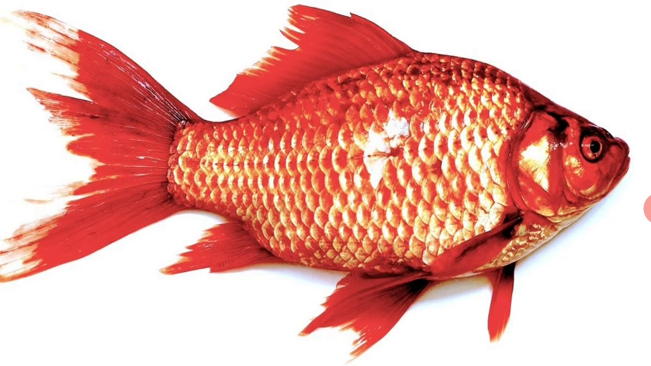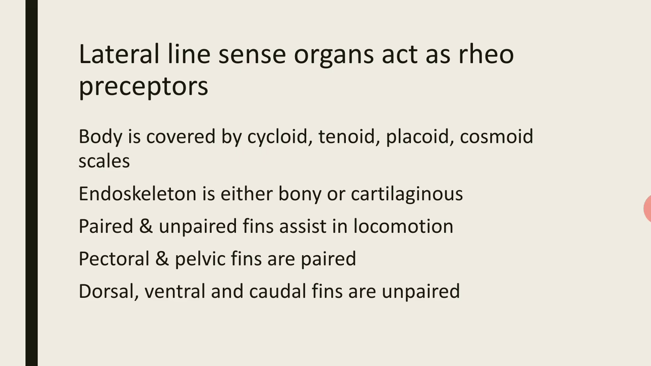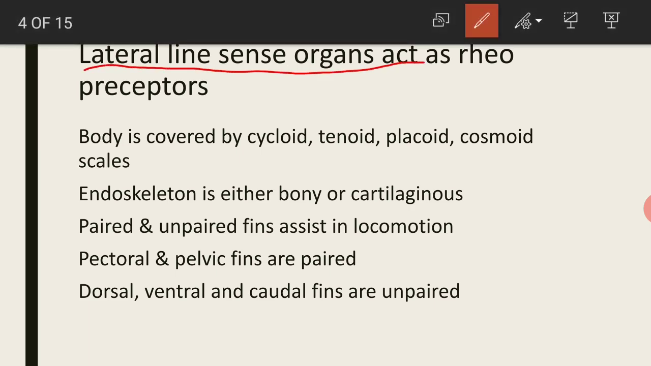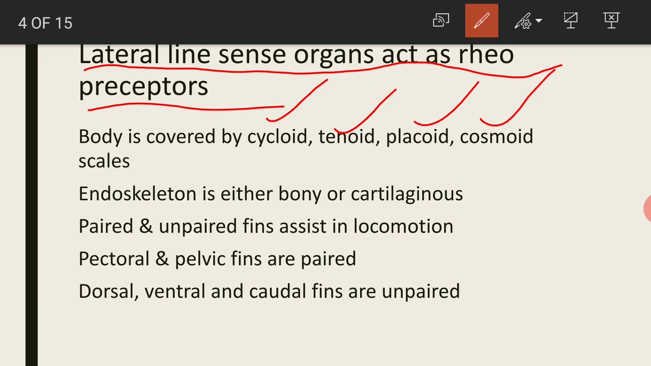And here you can see the typical fish with locomotory organs, and also the body is covered by certain types of scales, and the presence of fins, which are nothing but the locomotory organs, is the most important characteristic feature of fishes. And apart from that, all the fishes contain lateral line sense organs that contain neuromast organs, and these neuromast organs are rheoreceptors. Body is covered by cycloid, ctenoid, placoid, and cosmoid scales.